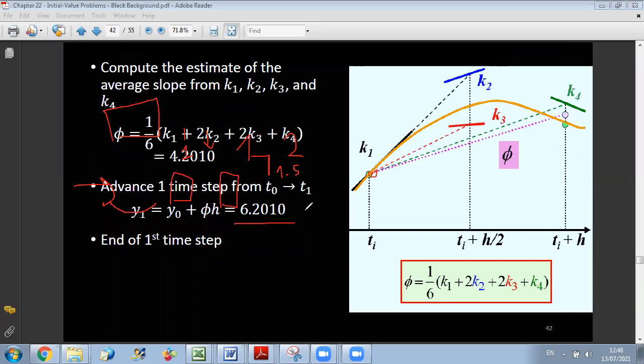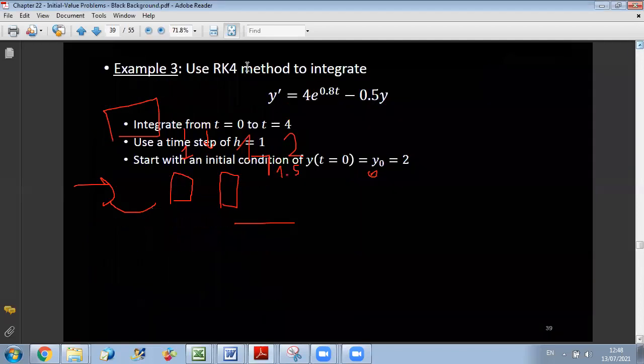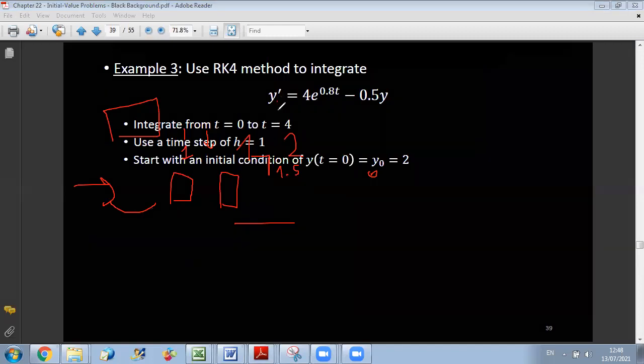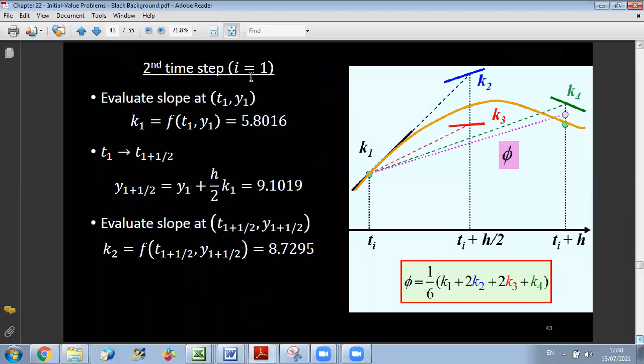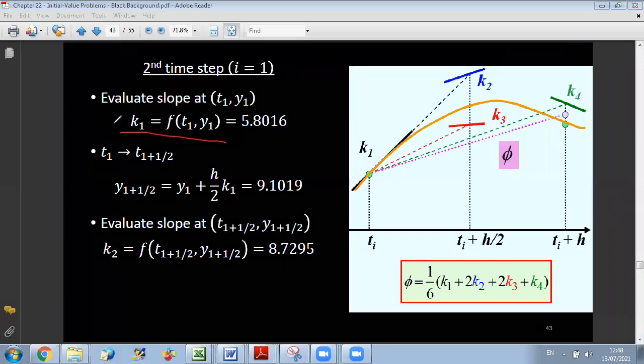Now I have that t1 is 1 and y1 is 6.2010. So k1 I can evaluate by replacing in this equation: y prime is 4 exponential 0.8 t1, where t1 is 1 second, minus 0.5 y1, and y1 is the value I obtained at the end of the first step. Now the remaining procedure is the same. Once I find k1, I find y1 plus half. Then, once I find y1 plus half, I evaluate the slope at it.